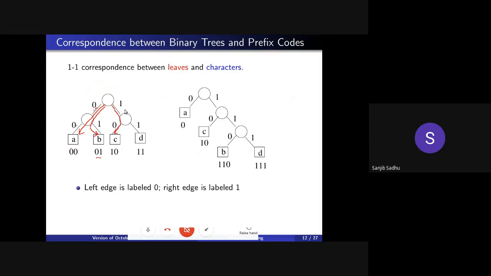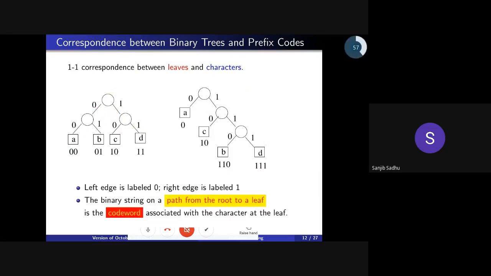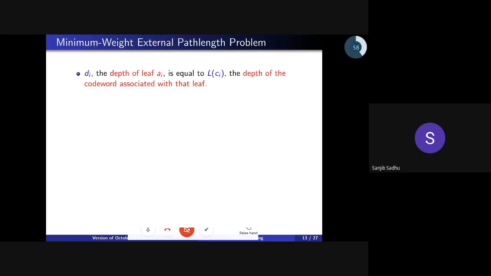1 0, 1 1. And in case of variable length, you see A was 0, B is 1 0, C is like this. So the binary string on the path from the root to a leaf is the code word associated with the character at the leaf.